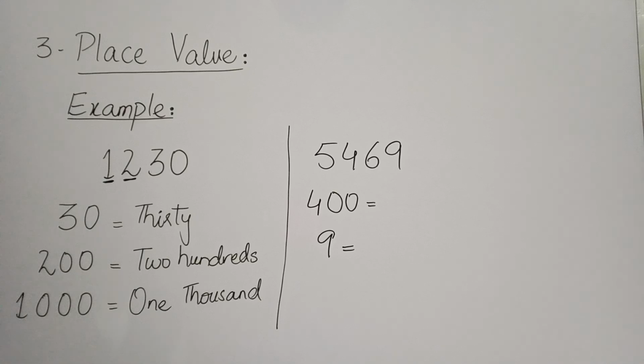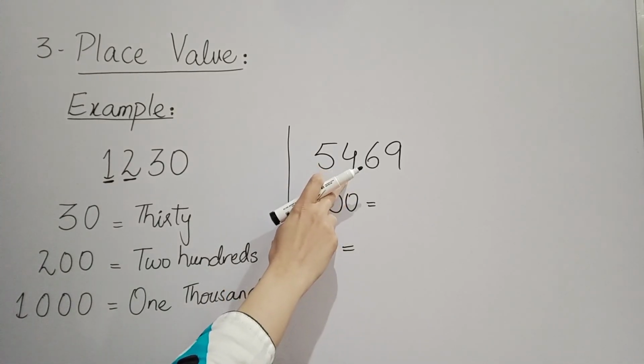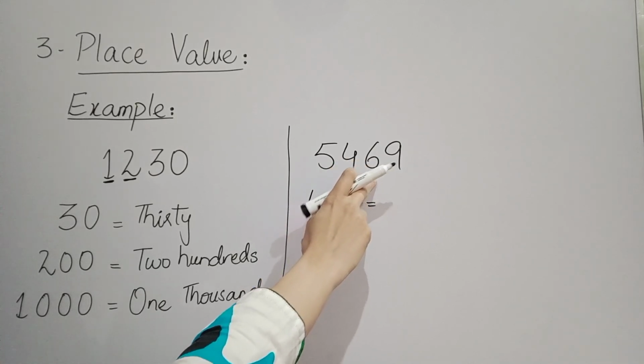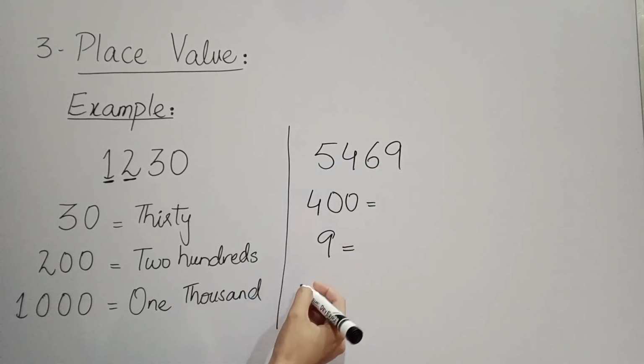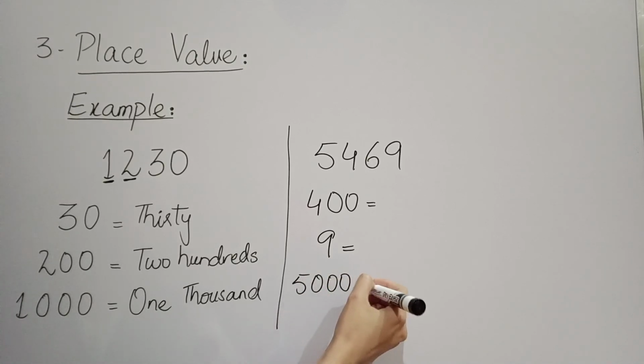Now, the same goes for the digit 5. How many zeros should be added after the digit 5? Let's count. 1, 2, and 3. So yes, 3 zeros should be added after the number 5. This makes it 5,000 in the number.